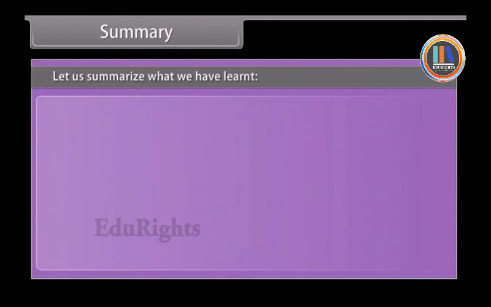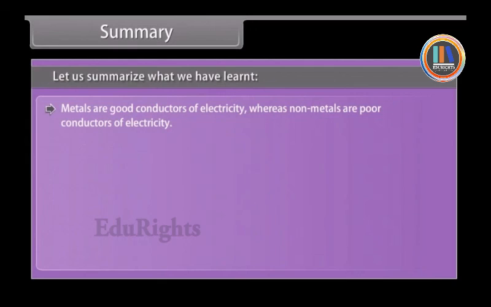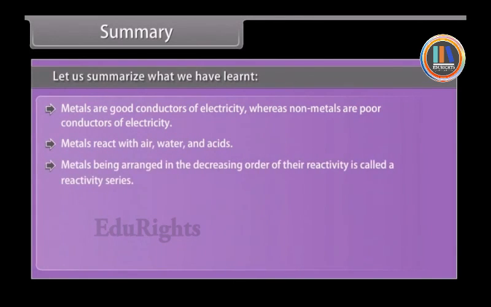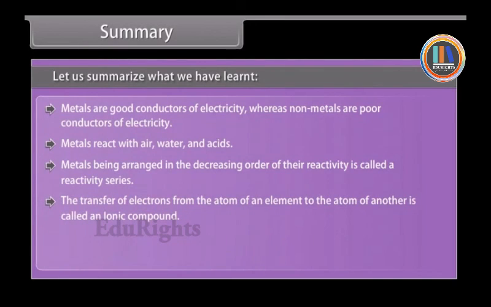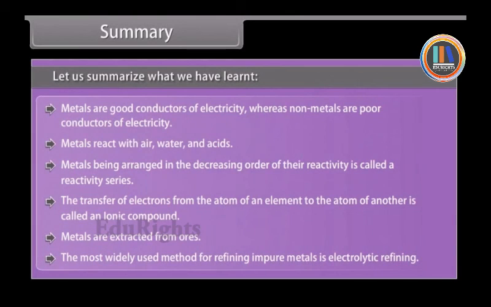Summary. Let us summarize what we have learned. Metals are good conductors of electricity, whereas non-metals are poor conductors of electricity. Metals react with air, water, and acids. Metals arranged in the decreasing order of their reactivity is called a reactivity series. The transfer of electrons from the atom of an element to the atom of another results in an ionic compound. Metals are extracted from ores. The most widely used method for refining impure metals is called electrolytic refining.